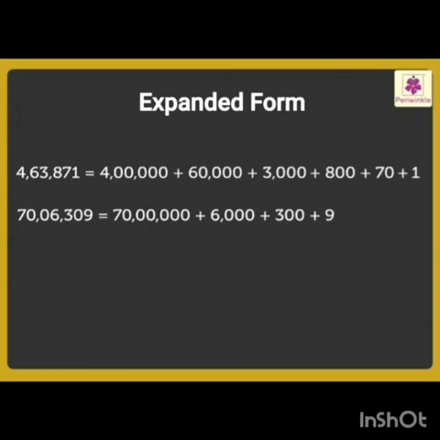Now let us try some more examples. Look at the number 4,63,871. We write the number in expanded form as 4 lakh plus 60,000 plus 3,000 plus 800 plus 70 plus 1. Right? So next is a tricky one. 70 lakh 6,309. We write it in expanded form as 70 lakh plus 6,000 plus 300 plus 9. Right? So here there are 0 lakhs, 0 10,000s and 0 tens. So we do not include them in expanded form.